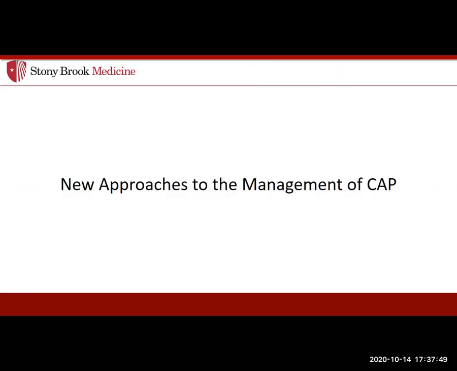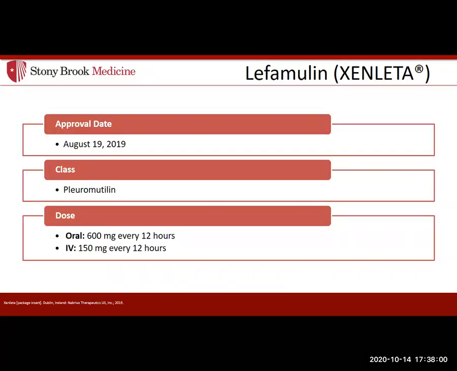All right, so now that we have a good handle on the treatments recommended in the ATS-IDSA guidelines, we can now tackle new medications that have been recently approved for use in CAP. The first new drug that we're going to talk about is lefamulin or Xenleta. And I have listed here on this slide and the next slide its approval date, class, dose, mechanism of action, spectrum of activity, and pricing at Stony Brook. One thing to note here is that this medication is available in an oral and IV form, making it easy to transition from IV to PO.